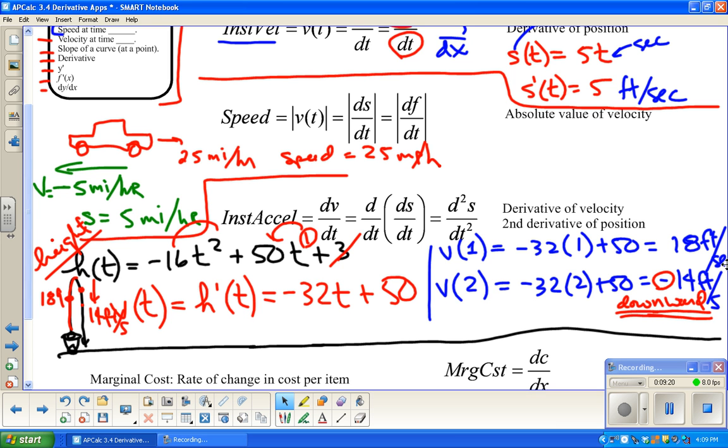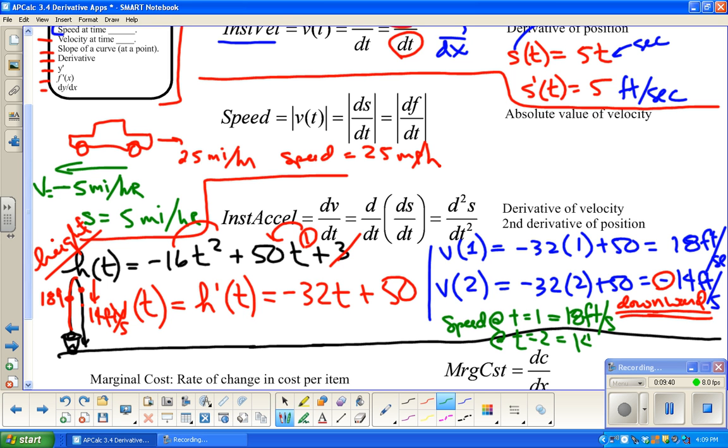Just a quick little reminder then. If I wanted to know the speed at 1 second, speed is 18, you guessed it, feet per second. If I want to know the speed at time equals 2 seconds, then it's the absolute value of negative 14 feet per second. So velocity is the derivative.